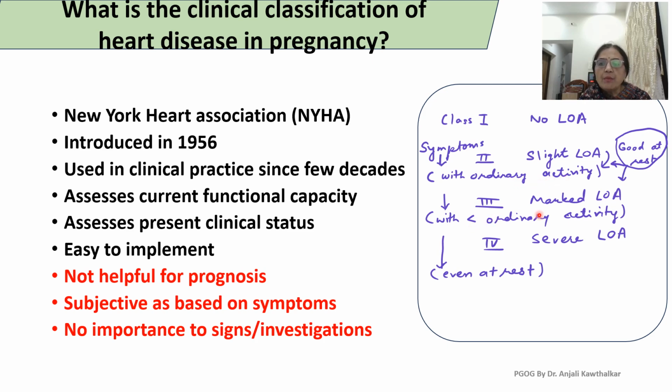Class 3 means there is a marked limitation of activity and the symptoms are seen with less than ordinary activity. So this is how you should remember that in class 2, symptoms appear with ordinary activity, and in class 3, the patient cannot tolerate even less than ordinary activity, and symptoms are seen with less than ordinary activity also. Whereas class 4 is severe limitation of activity, where even at rest a woman can be symptomatic.